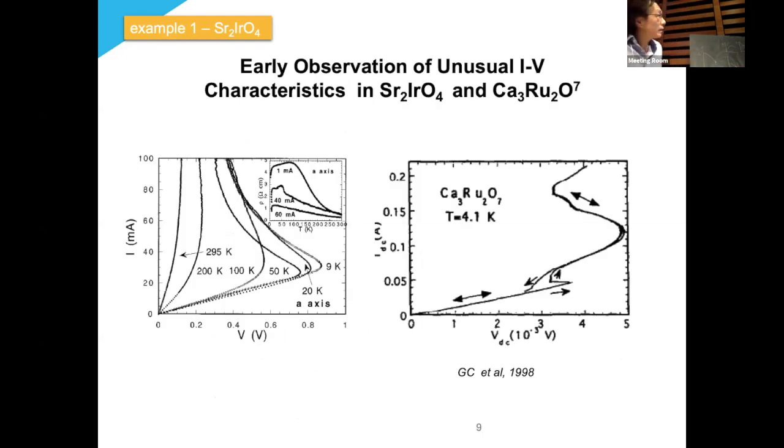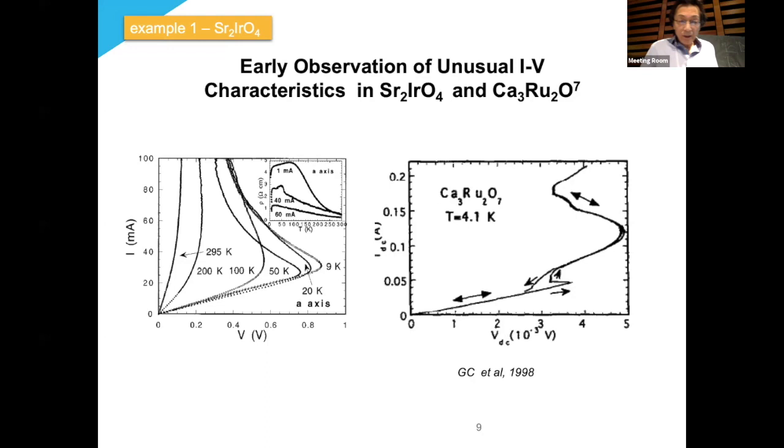We started these 4D and 5D transition metal studies in the 90s. One thing that was very puzzling, and still is puzzling, is that these materials tend to show very unusual IV curves. For instance, strontium-2 ruthenium-O4 shows very unusual IV curves. Similarly, calcium-3 ruthenium-2 O7 also shows this type of behavior. It was very puzzling why this is the case.